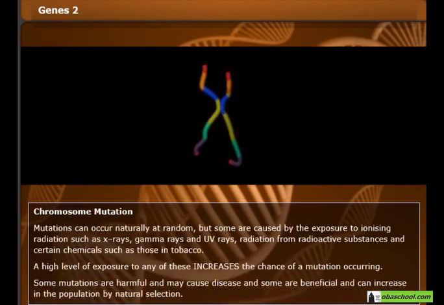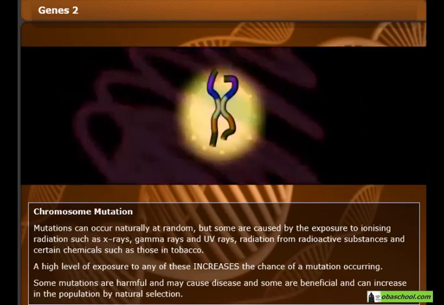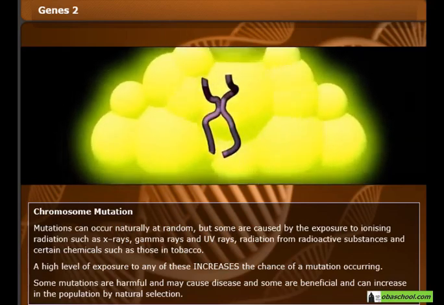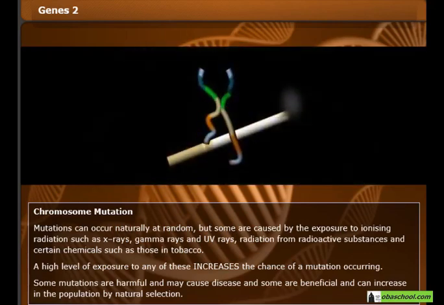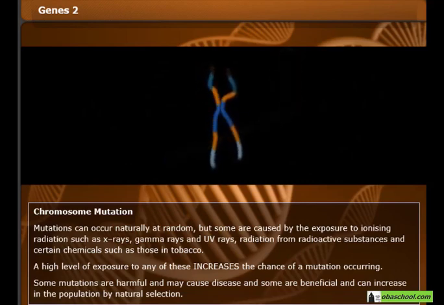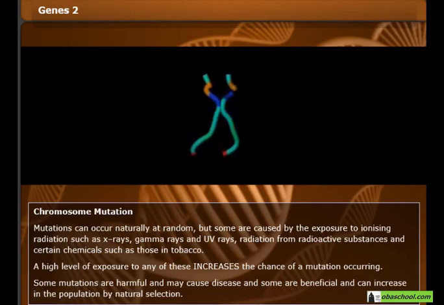Mutations can occur naturally at random, but some are caused by the exposure to ionizing radiation such as X-rays, gamma rays and UV rays, radiation from radioactive substances and certain chemicals such as those in tobacco. A high level of exposure to any of these increases the chance of a mutation occurring. Some mutations are harmful and may cause disease, and some are beneficial and can increase in the population by natural selection.